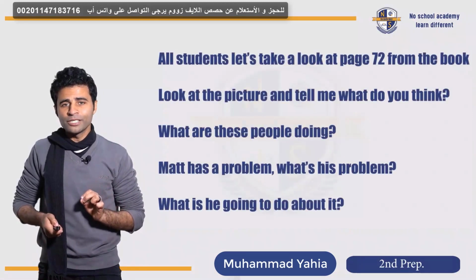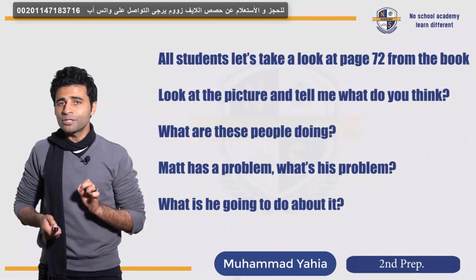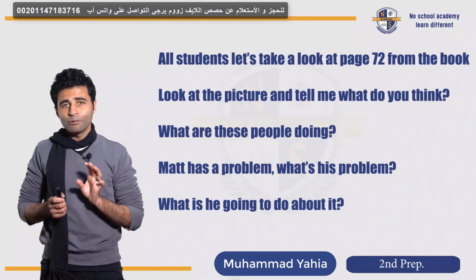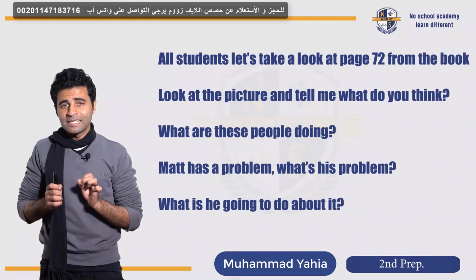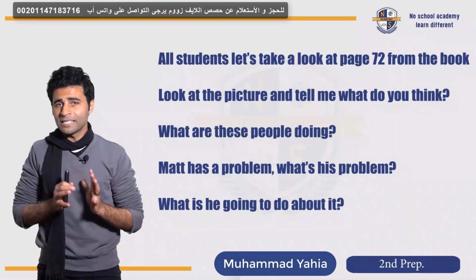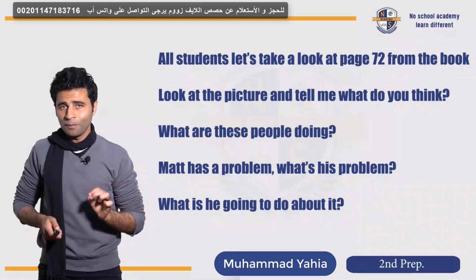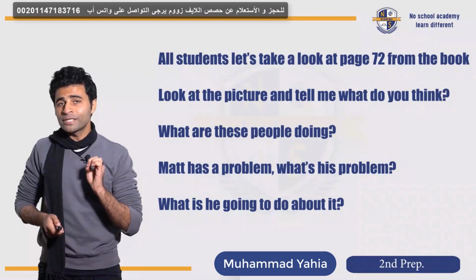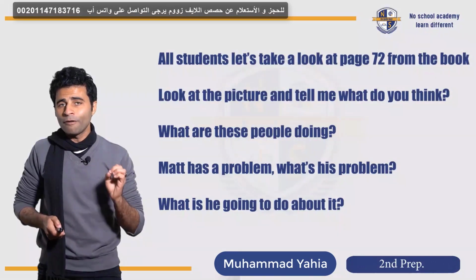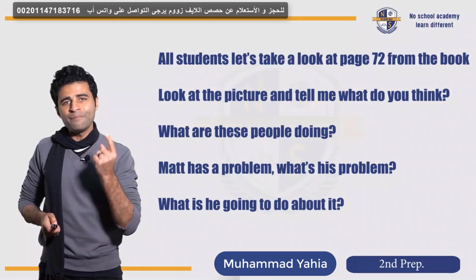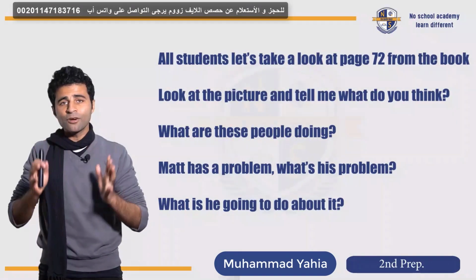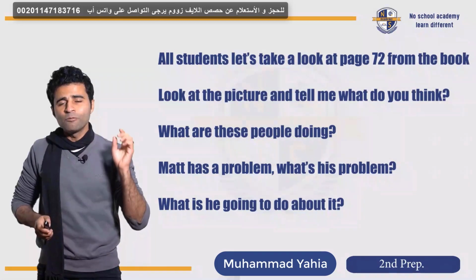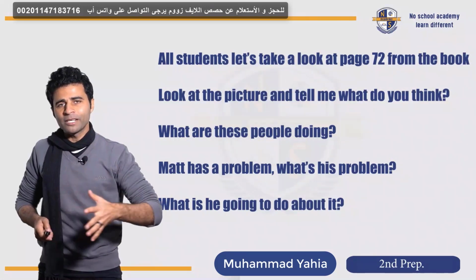Now, I want all students to take a look at page 72 in your book. You will find a picture of a man standing with two of his friends, and they are talking about a problem. Matt has a problem. I want you to tell me what the problem of Matt is. I'm going to give you a minute, just one minute. Scan the article very quickly and tell me what Matt's problem is. I'm here waiting for you.